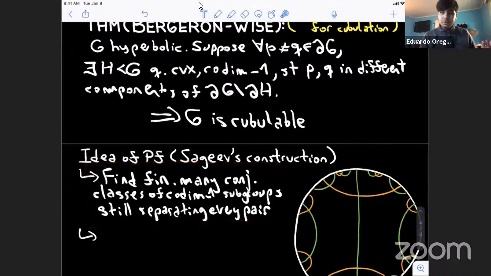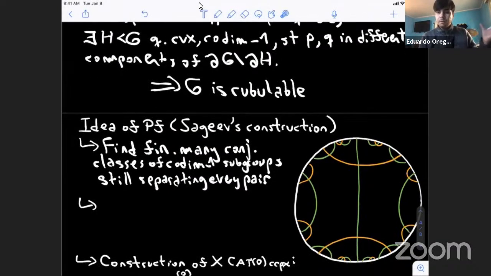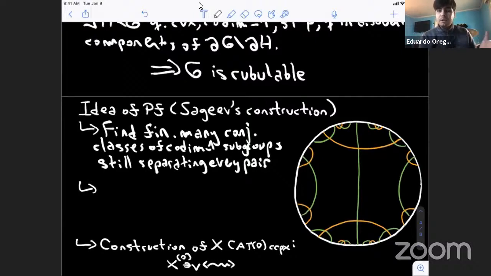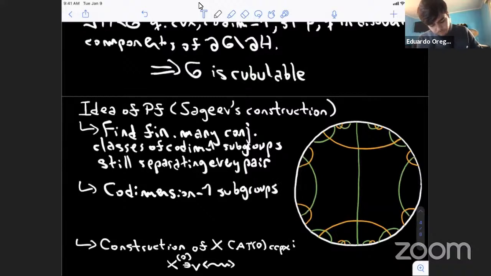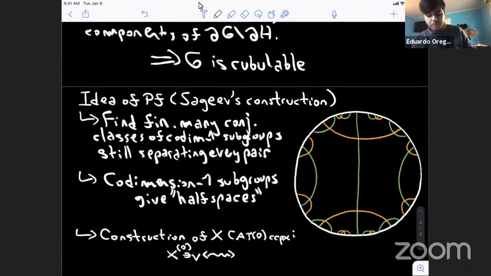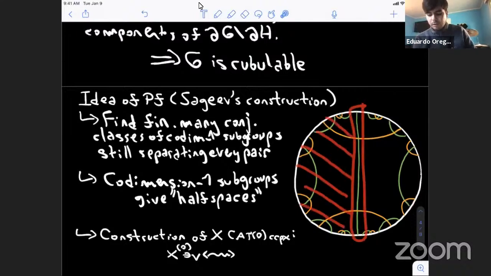And usually this is the situation where we start cubulating. So you have, given finitely many conjugacy classes of codimension one subgroups, what these subgroups do is that they give a notion of half space. In this picture, each color represents a given conjugacy class. So you can imagine this is a surface group, and these are codimension one subgroups. And each quasi-convex subgroup, at least in this picture, represents two half spaces. So this one, for example, represents this half space and this other half space.